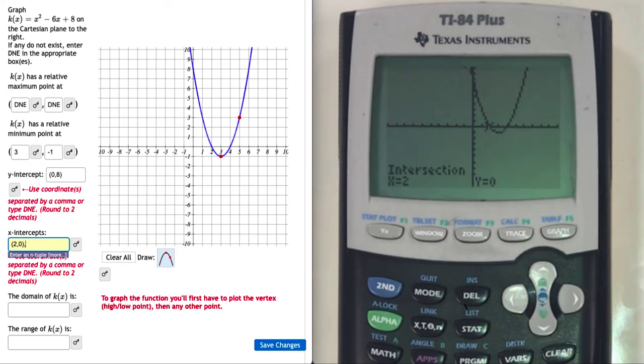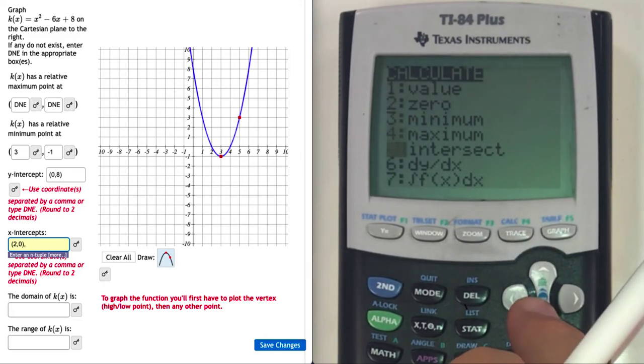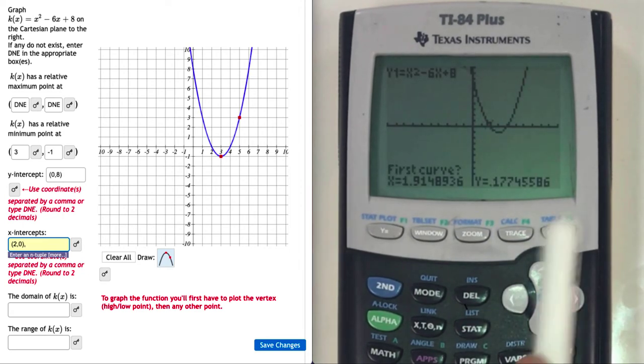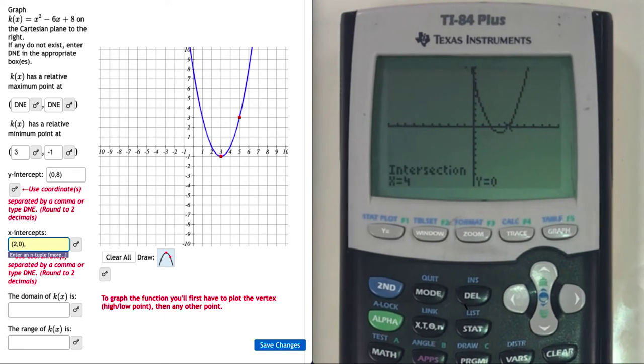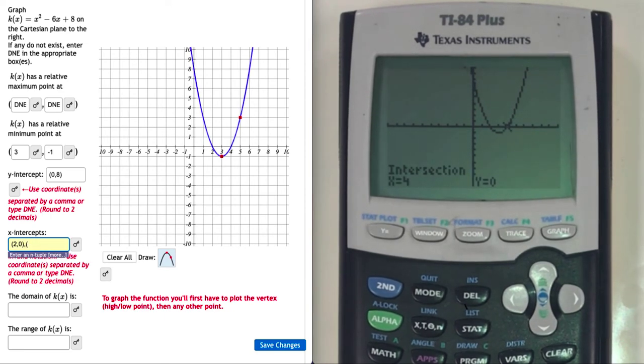Press those same buttons again. It's second, trace, select option 5 for intersection. Oops. And then press enter. And then you're going to move the cursor over by the other x-intercept. So hit the right arrow, for me at least. And then I'm going to be over by that one now, and I'll press enter, enter, enter. There's my other x-intercept. We are now doing most of our investigation of this parabola.